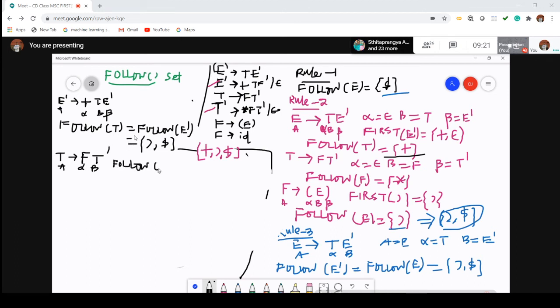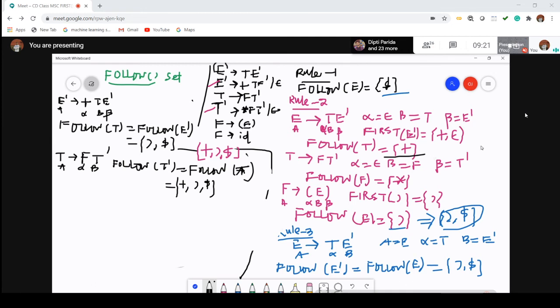So follow for T dash equal to follow for T, since follow for B equal to follow for A. That means follow for T dash is equal to follow for T. What is the value of follow for T? You get plus, right parenthesis and dollar. Now that value will be given to follow for T dash: plus, right parenthesis and dollar. Completed.